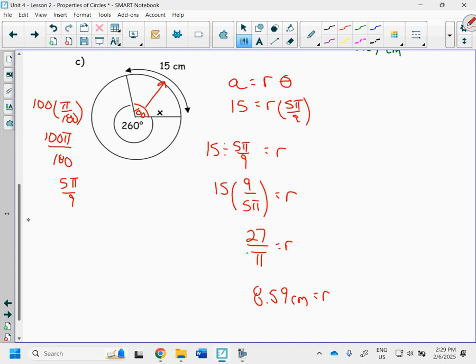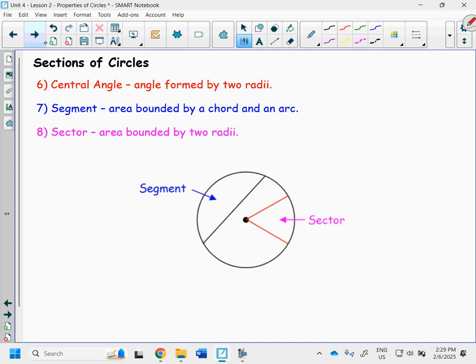Let's take a look at some new ideas. These new ideas deal with sections of circles. They're relative to our central angles. We still need that idea of radians, but now we're going to find the areas of things. The first area is called a segment. It's what happens when you connect an arc and a chord. That section of the circle is called a segment.